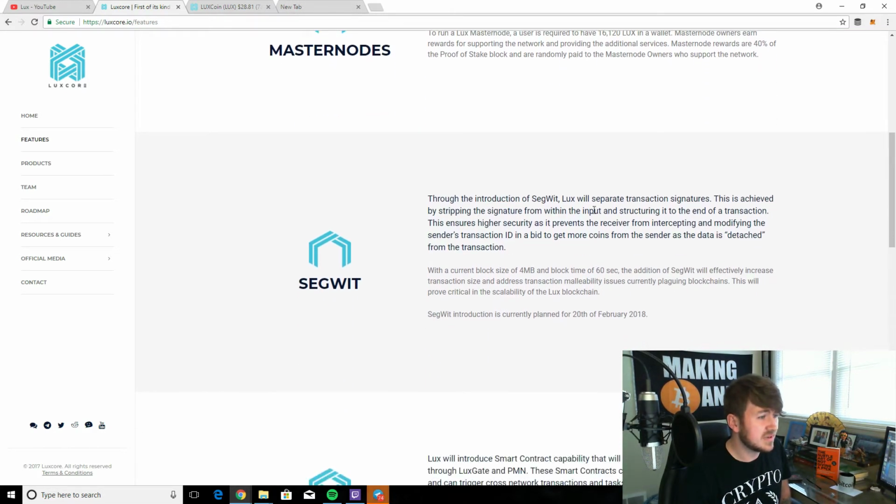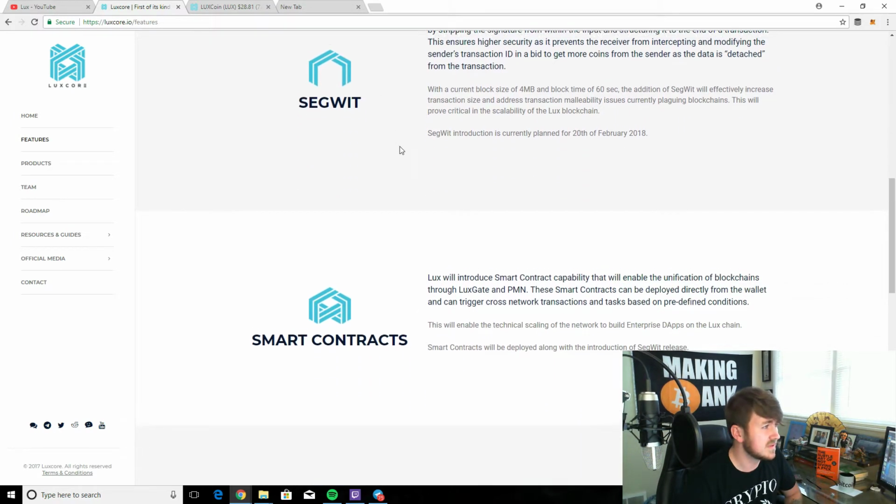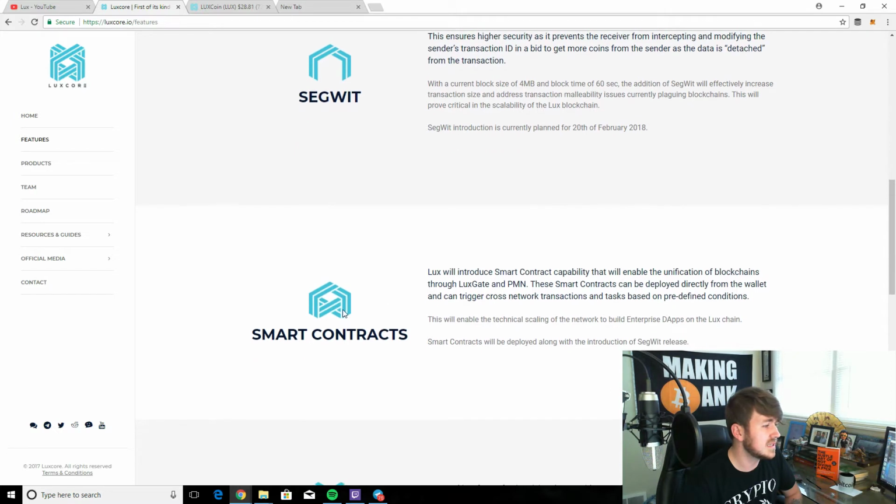SegWit, introducing SegWit, transaction signatures. We're talking about saving space on the blocks, and okay, it says block size of 4 megabytes and the block time 60 seconds. That's cool. I'm not going to go through the SegWit stuff or the smart contracts because between Bitcoin and Litecoin and Ethereum, we've heard enough about these. Well, you know what? Actually, I am going to read this.